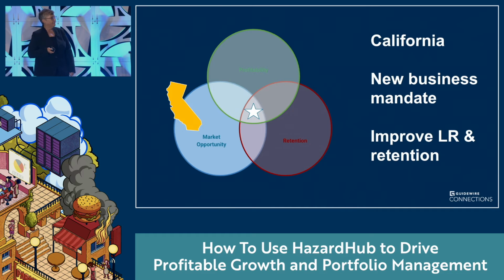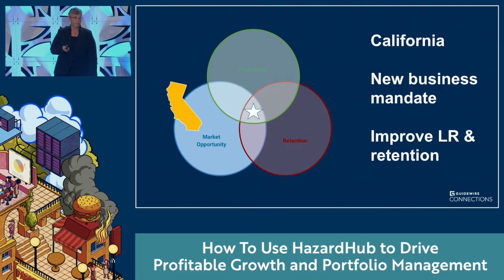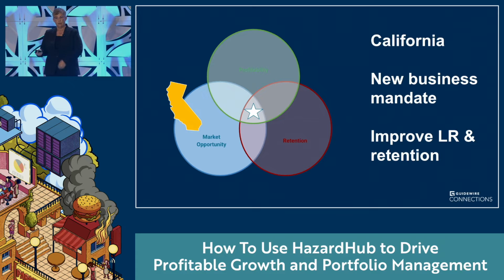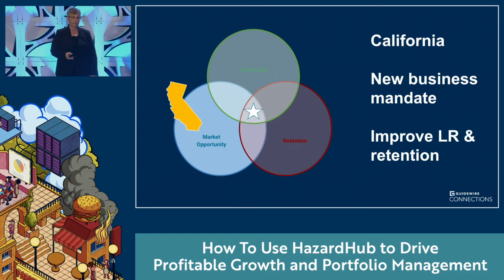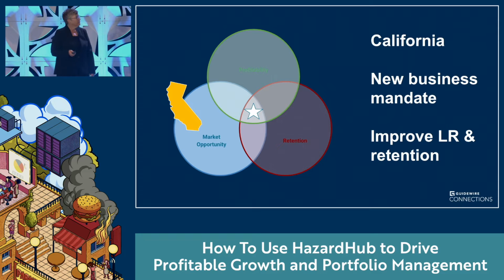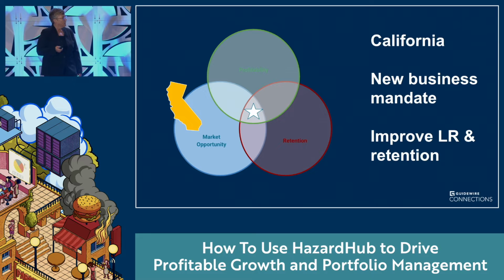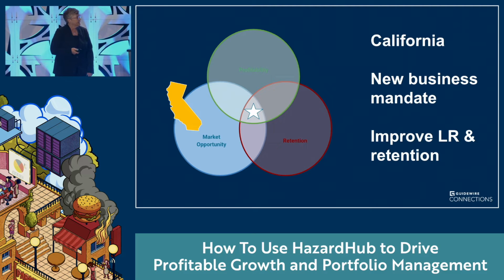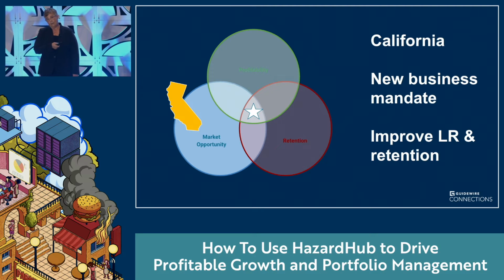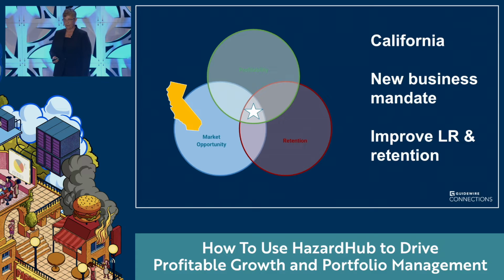And lastly, my favorite, California. So you know there's a new business mandate in California. They want you to write 85% of your market share in the at-risk area. So if you write 10% in the state, you need to write 8.5% in the at-risk area. So in order to improve your loss ratio and your retention by writing the business that's at risk, you can't really use the models that you're using today. Otherwise, the FAIR Plan wouldn't have grown so much.